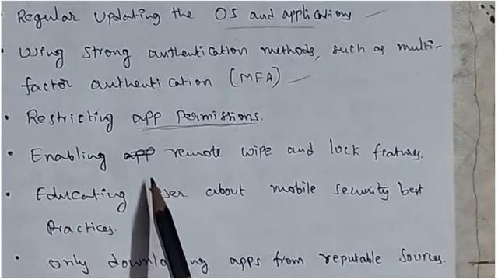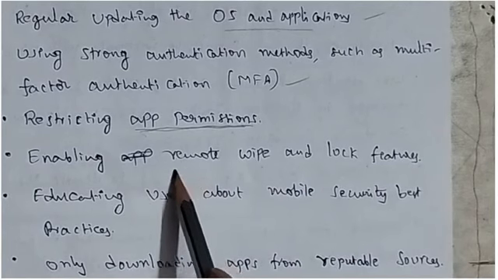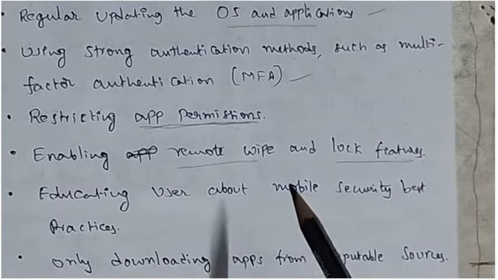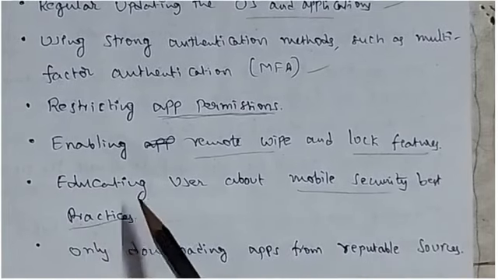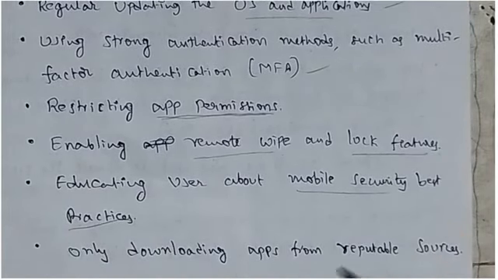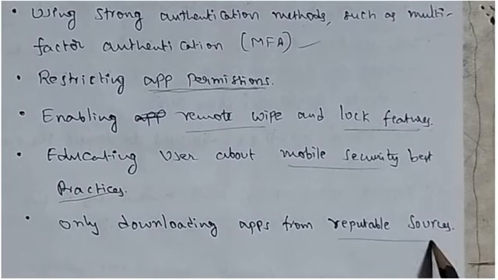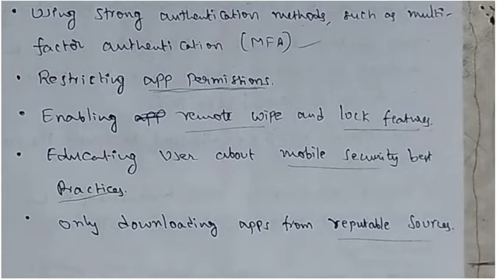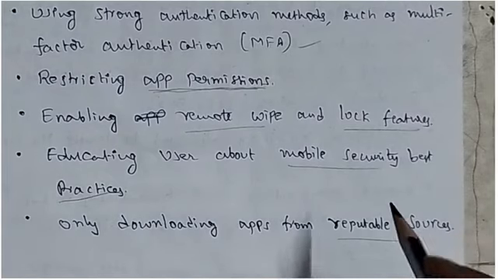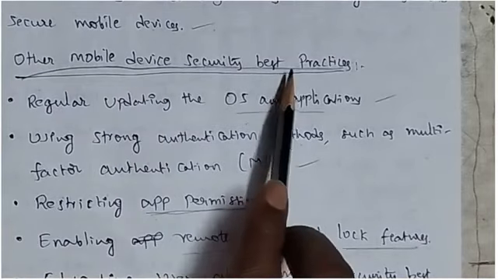Next one is enable remote wipe and lock features. We have to enable remote wipe and lock features. We have to use the lock securities. Educating users about the mobile security best practices. We have to provide more awareness about mobile security and only download apps from reputed sources. When you are installing new apps on our mobiles, we have to choose reputed sources or reputed organizations only. Don't install third-party software applications. These are the mobile security best practices.